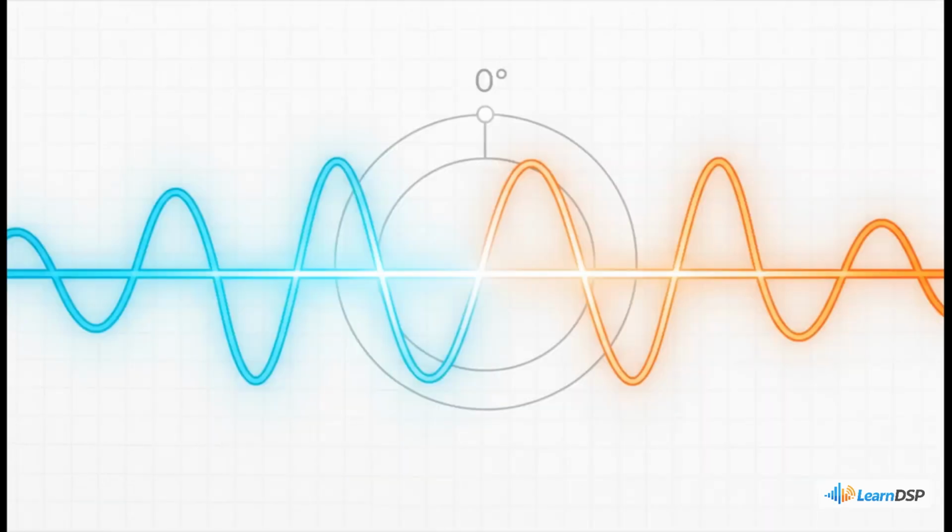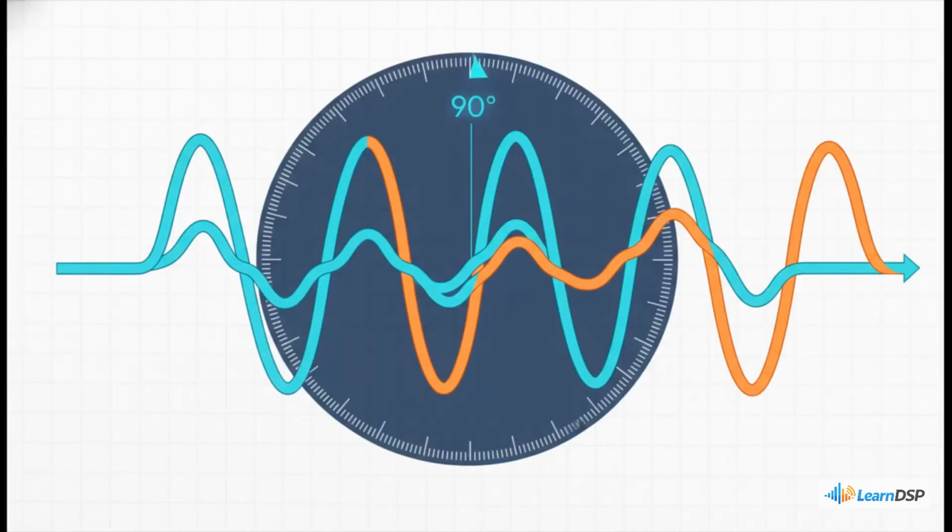And we actually measure this shift in degrees. So if you have two signals and they're at 0 degrees phase shift, that just means they're perfectly in sync. They start their journey at the exact same time. They're playing on the same team. Now, a 90-degree shift, this means one signal is now lagging behind the other by a quarter of its cycle. They're not perfectly aligned anymore. And this right here is where things start to get really interesting when they try to combine.